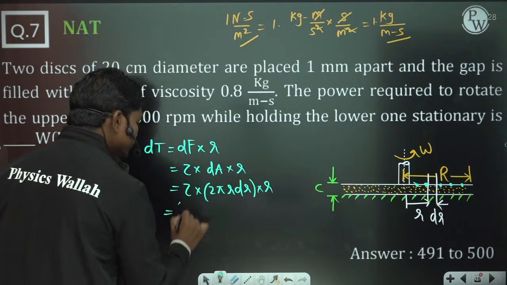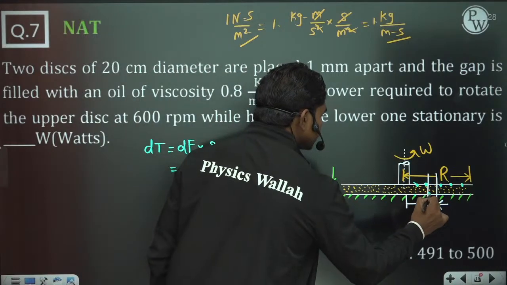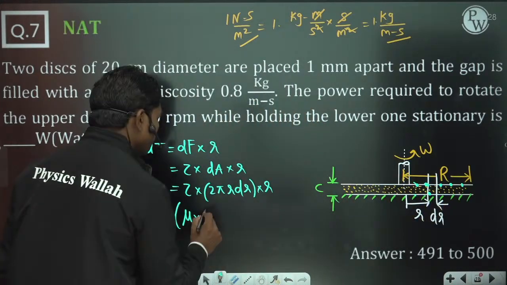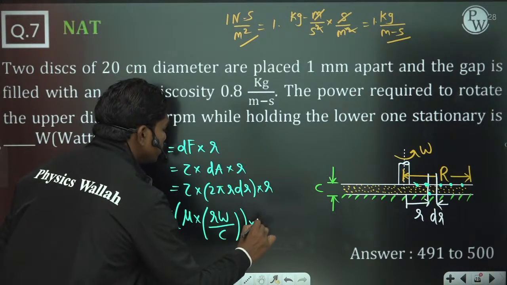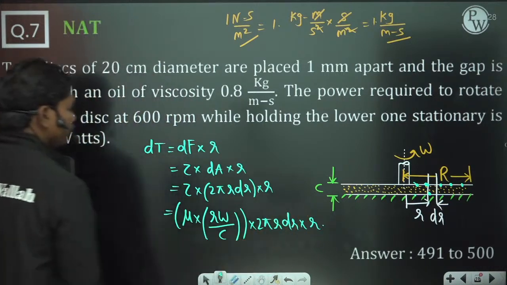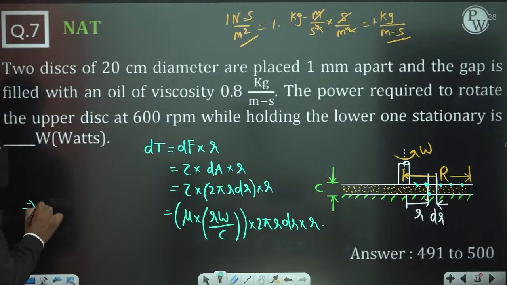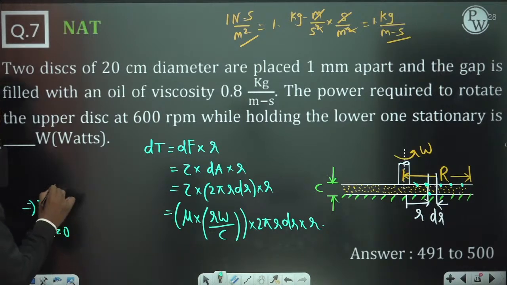Tau can be written from Newton's law of viscosity: mu into, at this location the velocity is 0, here the velocity is small r times omega, divided by the clearance between these two. Into 2 pi r dr into small r. If you want the total torque, what will you do? The total torque is the integration of this expression from small r equal to 0 to small r equal to capital R.